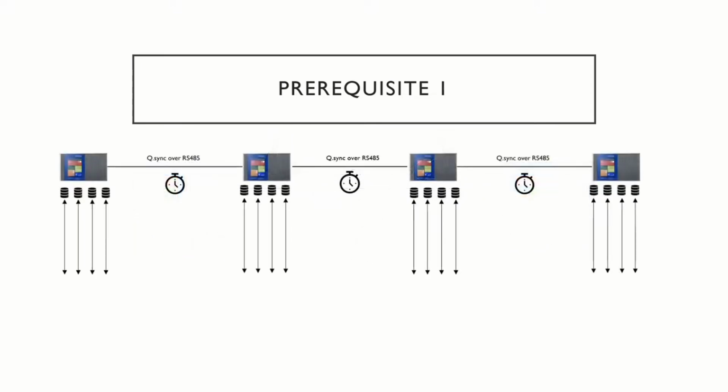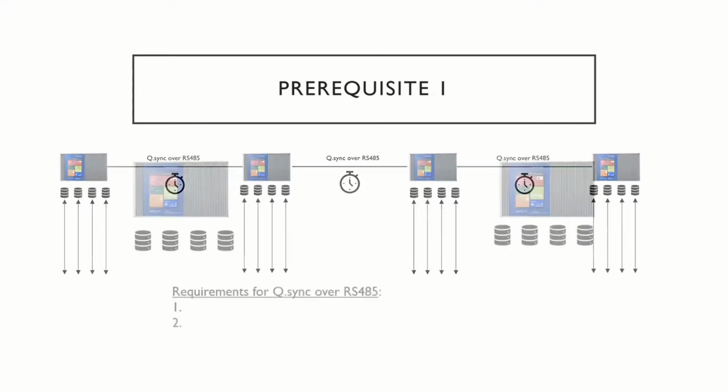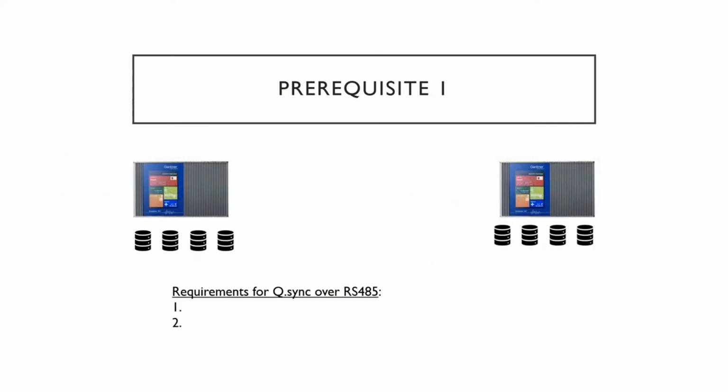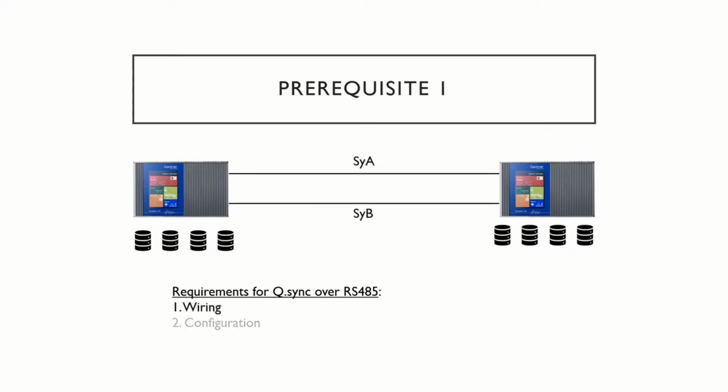While the accuracy provided by Q-Sync is essential for merging data streams in general, it is also particularly important to use in applications that require highly distributed setups to perform simultaneous measurements or actions. Two things are required to utilize Q-Sync for the synchronization of multiple Q.station controllers: wiring and configuration. For the wiring, you will need to connect the screw terminal pins labeled SYA and SYB to their matching counterparts on all Q.station controllers.